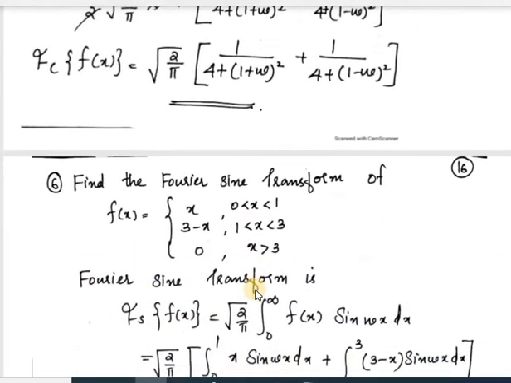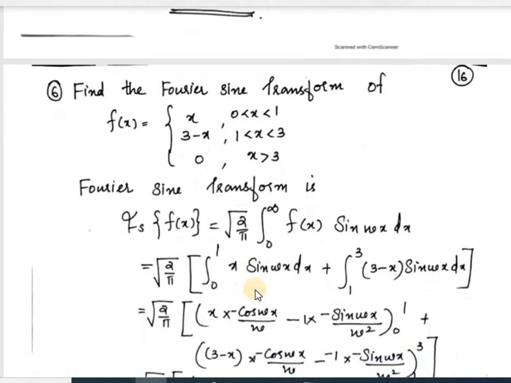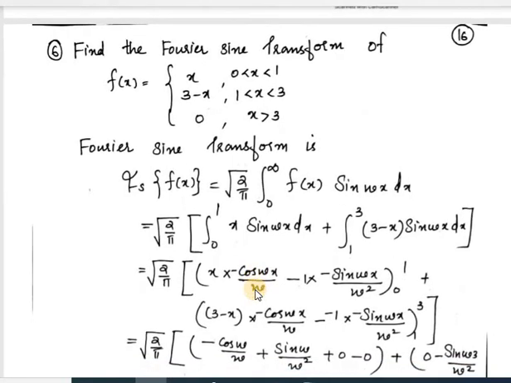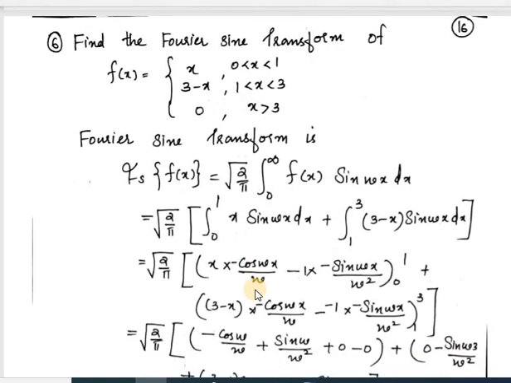Now the next question: find the Fourier sine transform of f of x equal to x for 0 to 1, 3 minus x for 1 to 3, and 0 for x greater than 3. In this question the only difference is that the function is divided into 3 intervals. From 0 to 1 the value is x, from 1 to 3 the value is 3 minus x, and for x greater than 3 the value is 0. So when we substitute the value, we have to give the integrals separately.